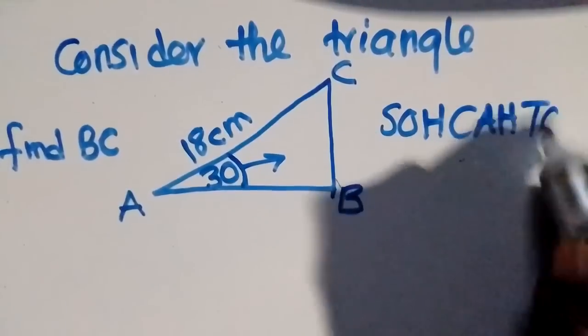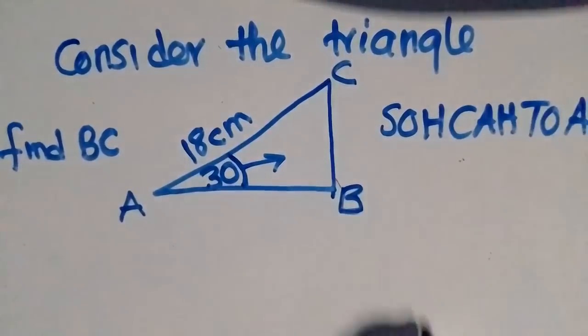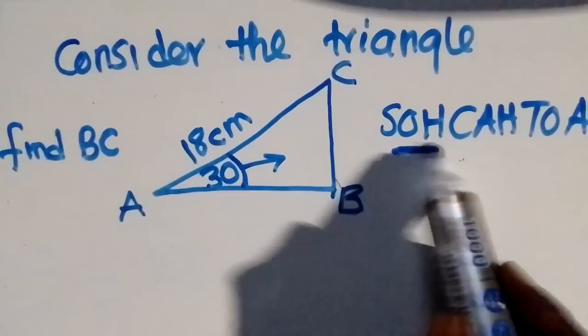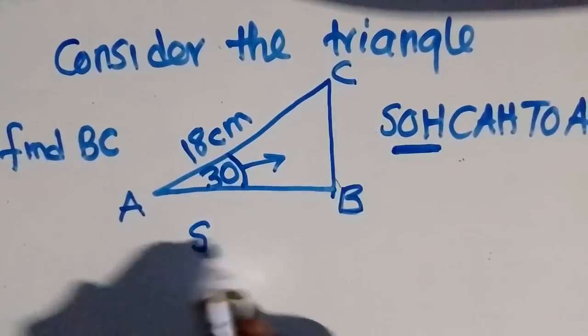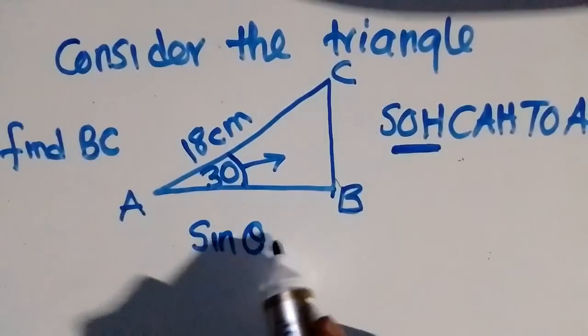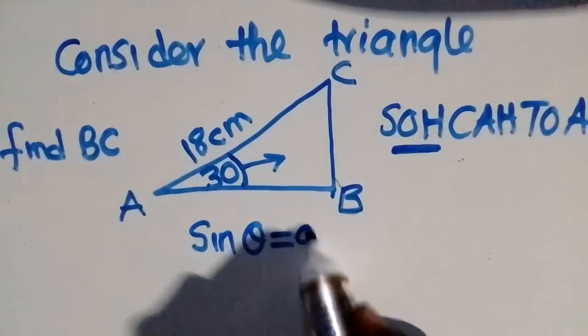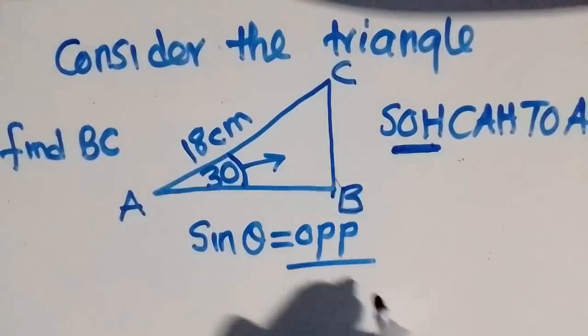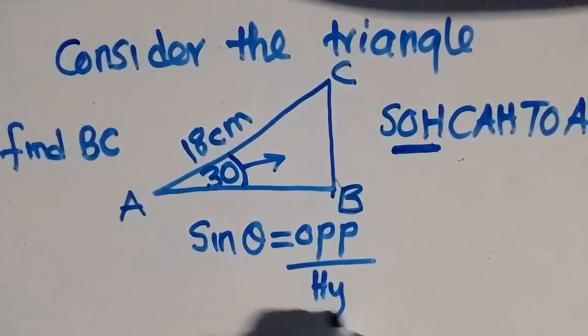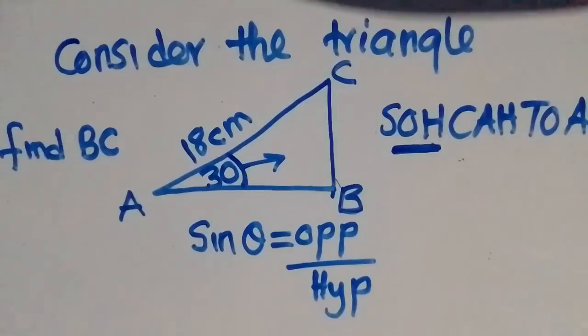When you say SOHCAHTOA like that, the first one here is opposite. So sine theta is equal to opposite over hypotenuse. That's how we do it. So just put the hypotenuse there. This is how I'm going to answer it.